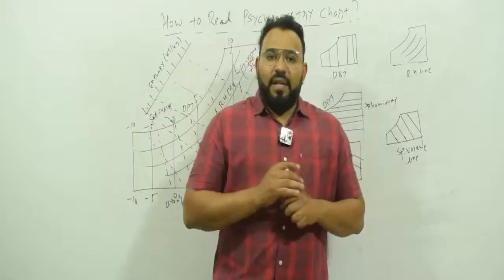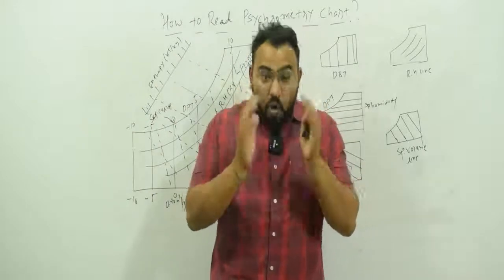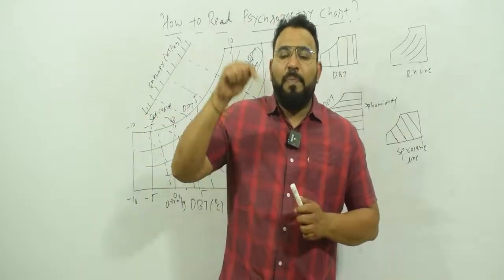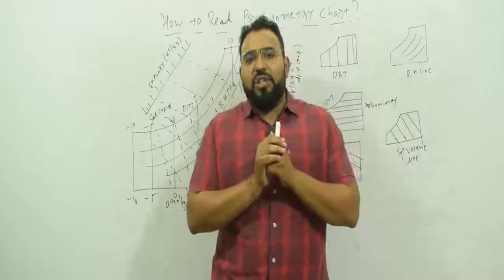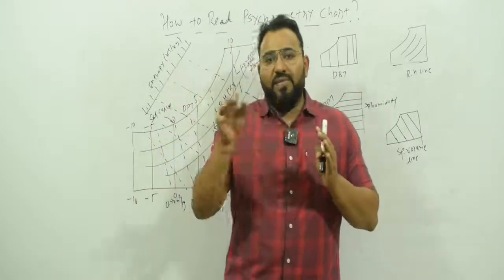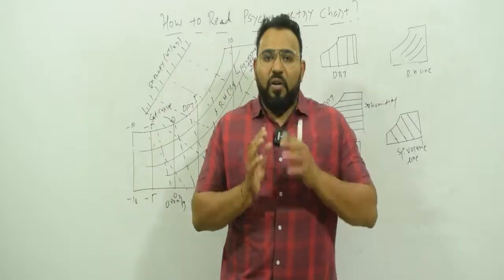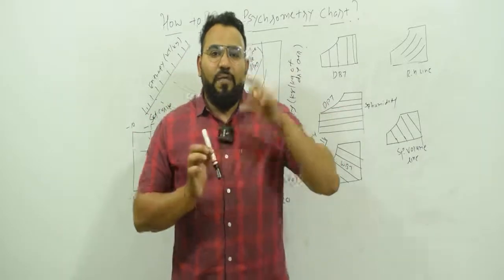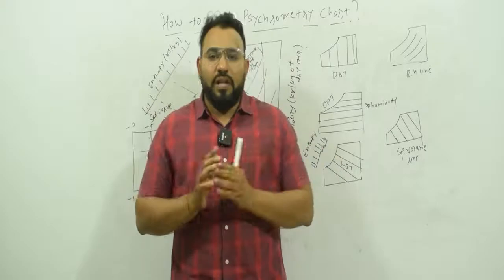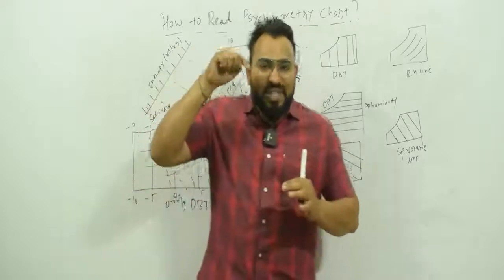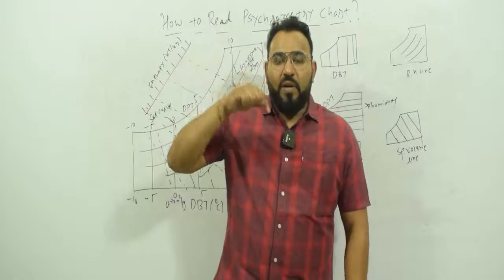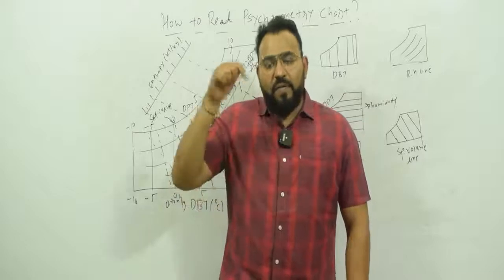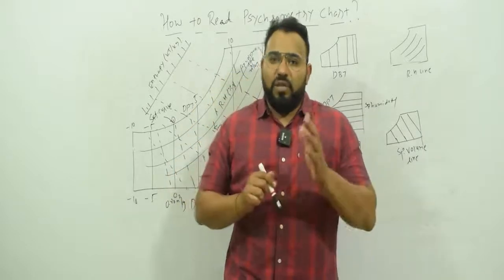For your more clarification, I am also going to attach a PPT on how to read a psychrometric chart, where I have plotted all the lines and points. In that PPT I have taken one example: for a particular DBT and a particular WBT, how we can find all the other properties. You will find the link to that PPT in the description box, and it is also going to be helpful.